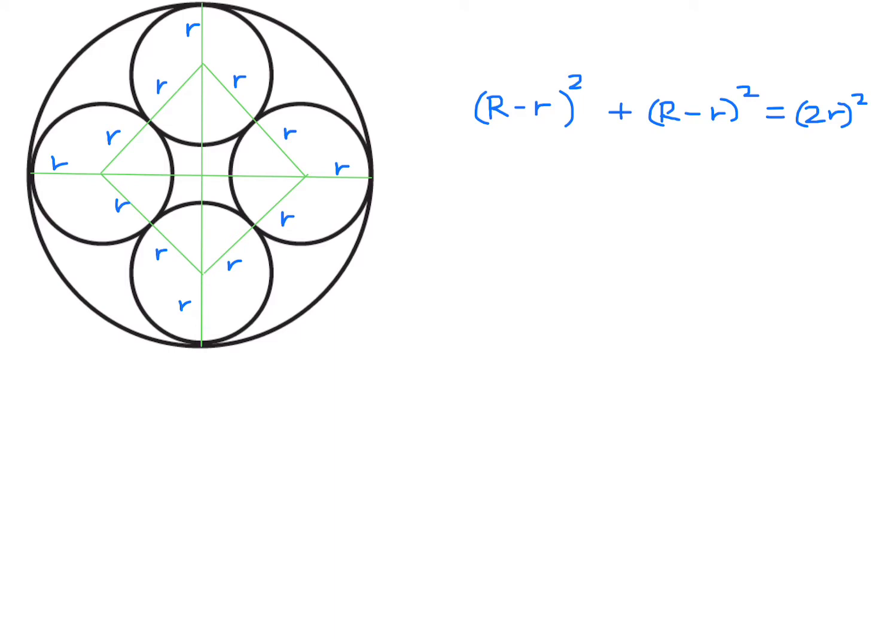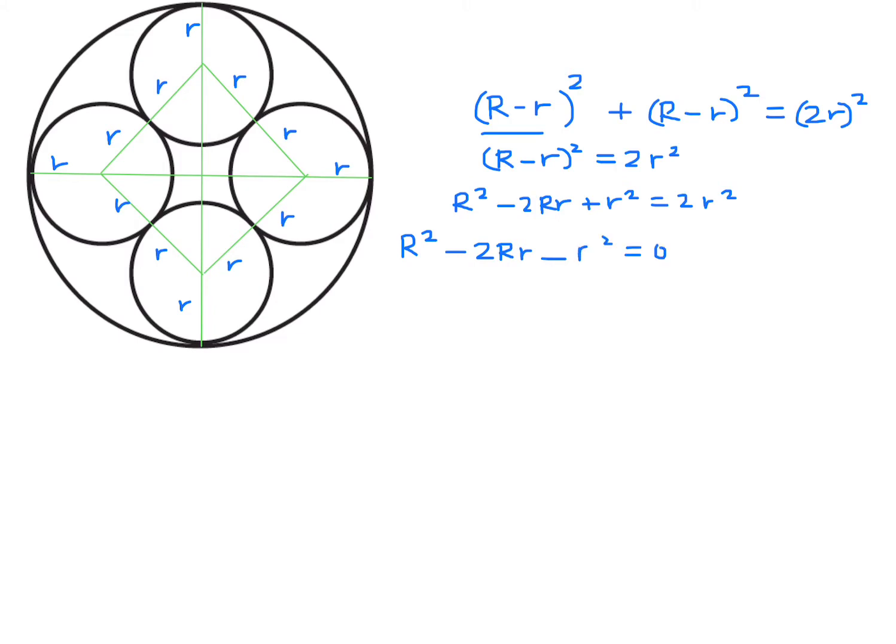So here we go, we've got some algebra to do. This is just going to be R minus r squared, and that's going to be 4r squared, but we're going to divide by 2r squared, because there were 2 of these. Now expand, and we get big R squared minus 2 big R small r plus small r squared is 2r squared. Put everything on one side. We get R squared minus 2Rr minus r squared.